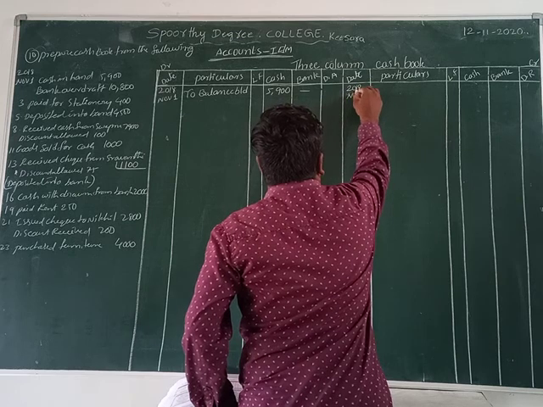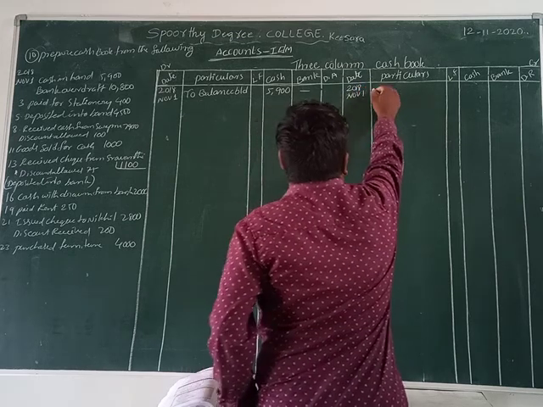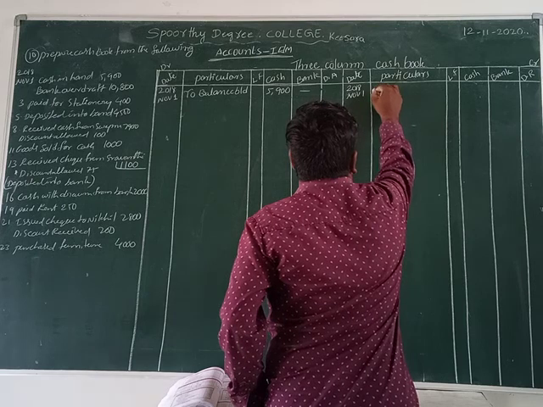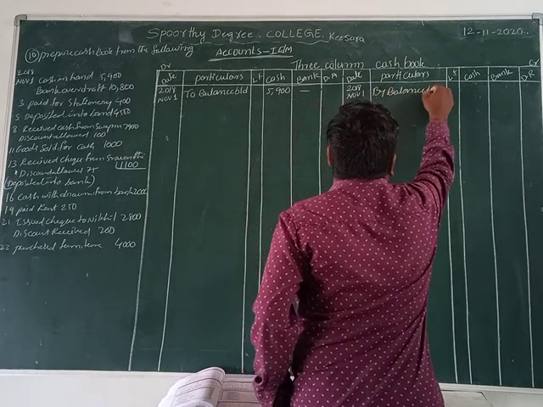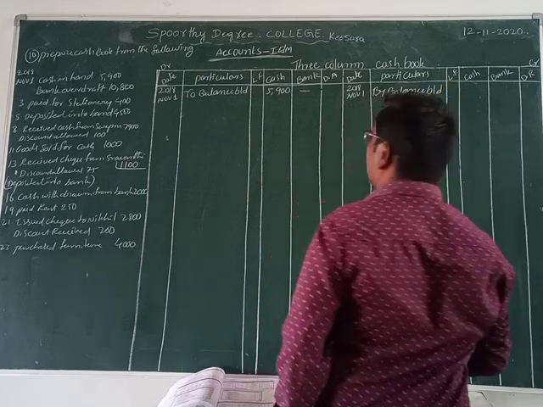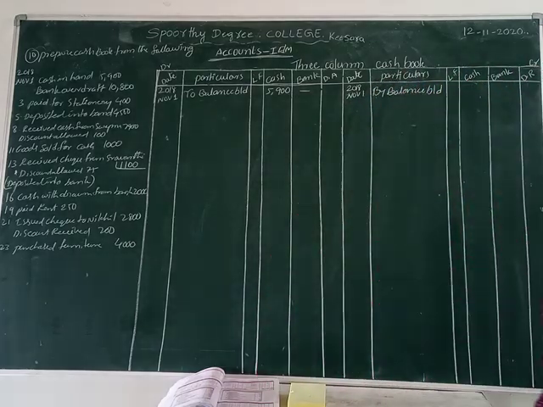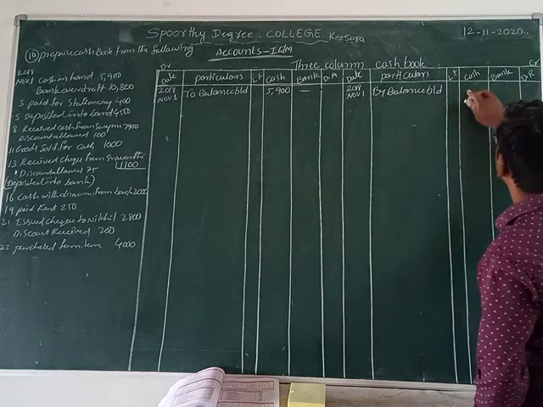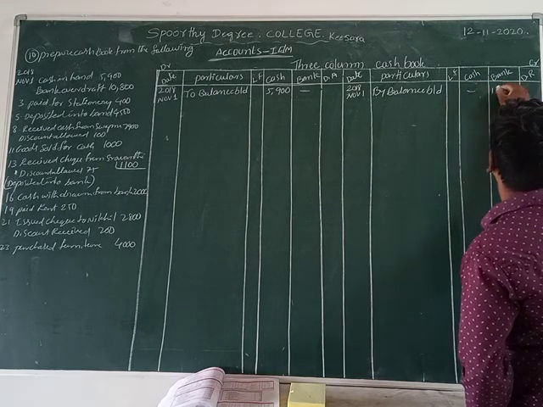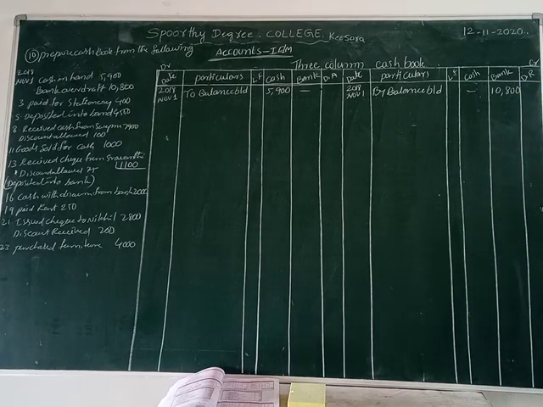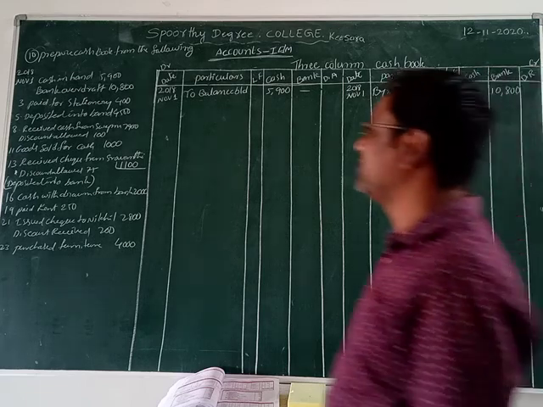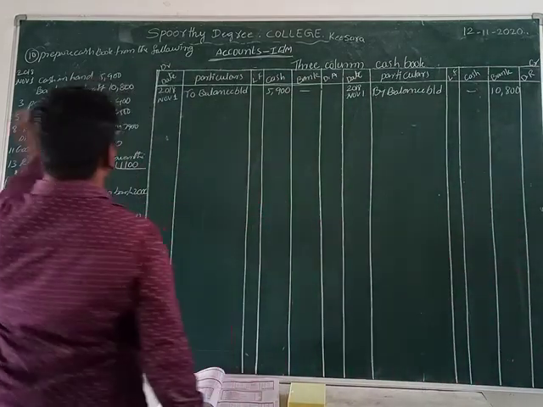2018 November 1st, by balance brought down. In which column? Bank column we can take. Why? Because the bank has an overdraft. What is that amount, friends? 10,800 rupees. That amount is what? 10,800 rupees is there. So this is the debit.